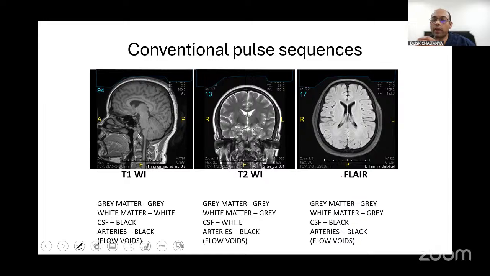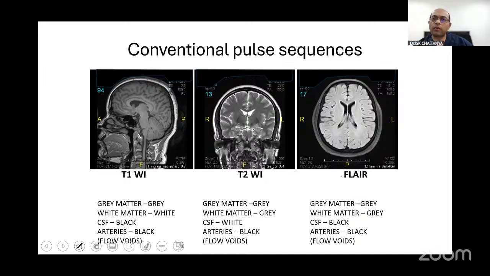I'll try to tell you why arteries are black. In T2, both gray matter and white matter are gray in color, but with varying levels of attenuation: gray, lighter gray. CSF appears white in T2. This is the exact opposite of T1, and arteries appear black. A FLAIR image is a T2 image, except that the CSF space, which is otherwise white, is turned black for us to easily visualize various structures.